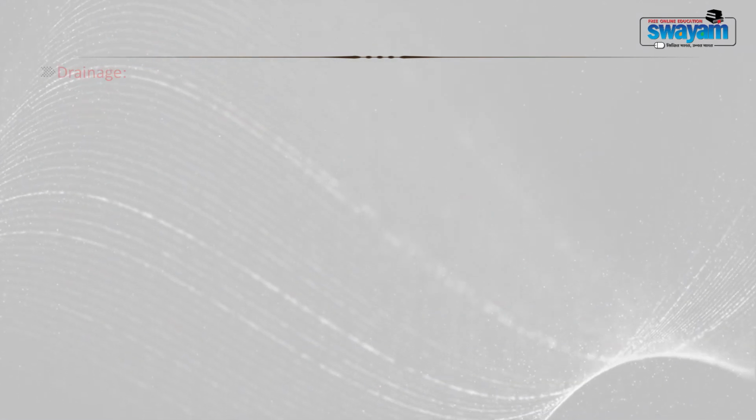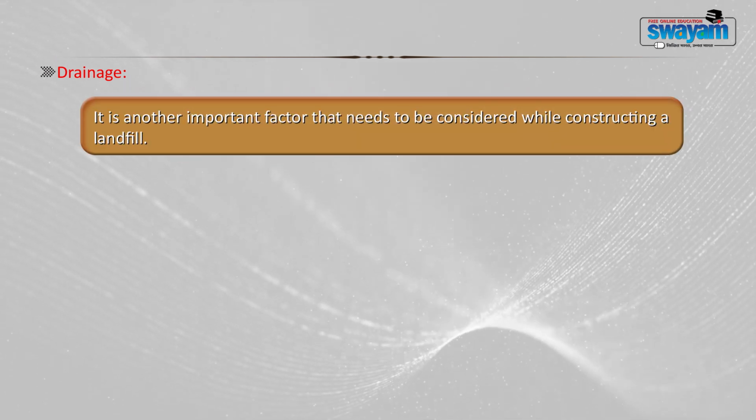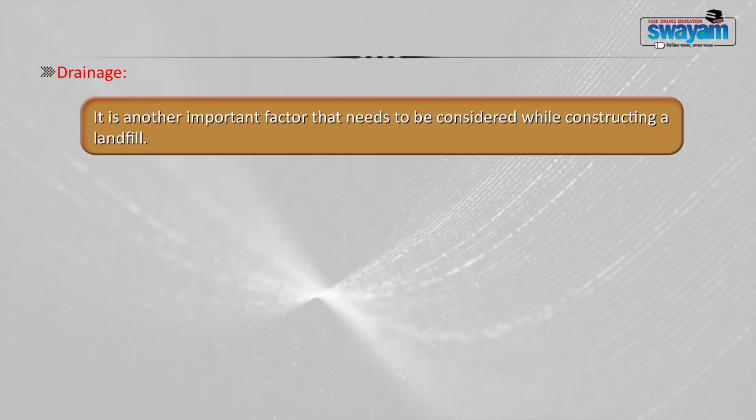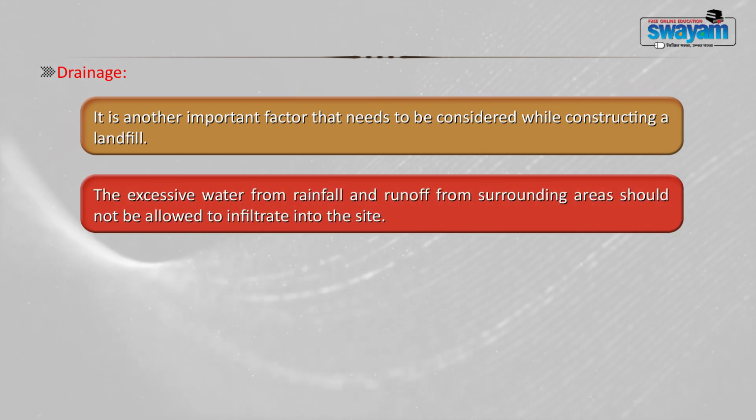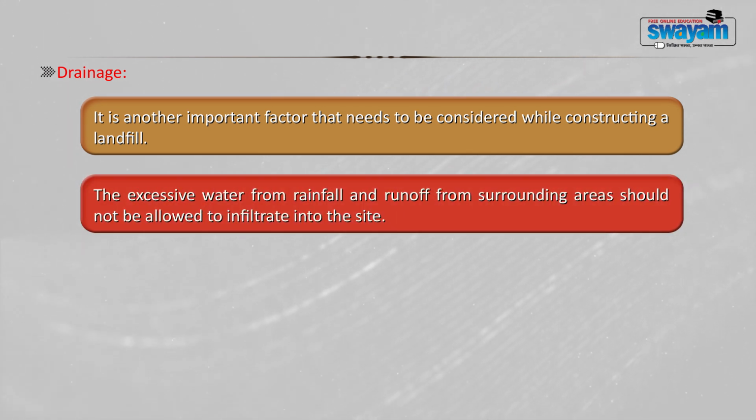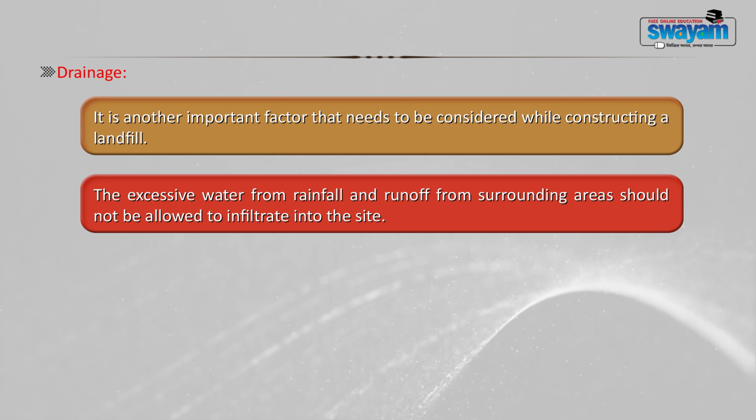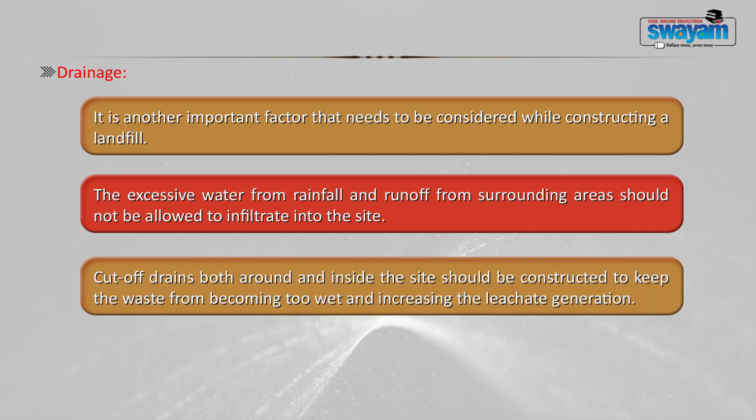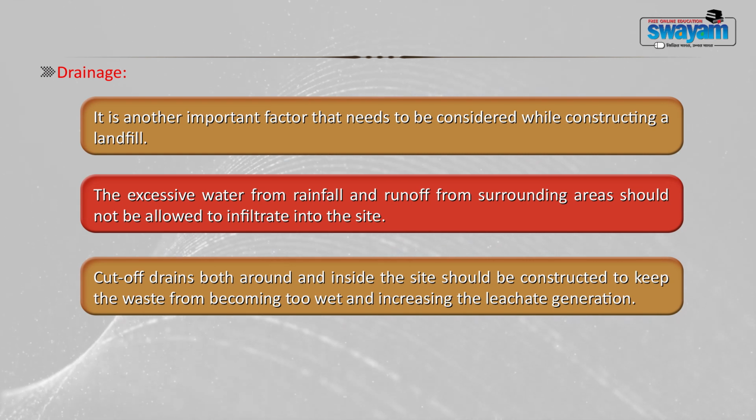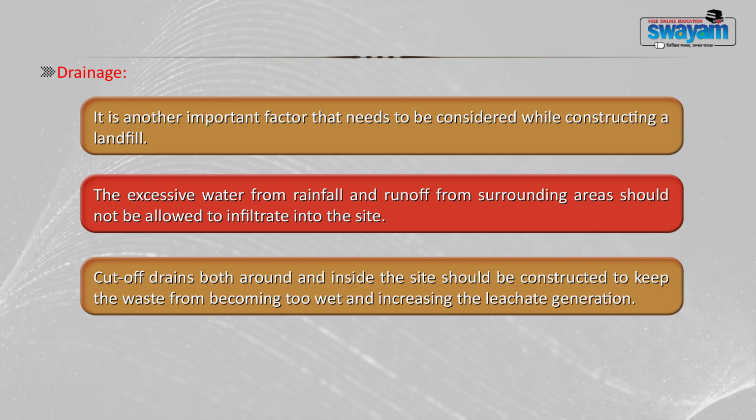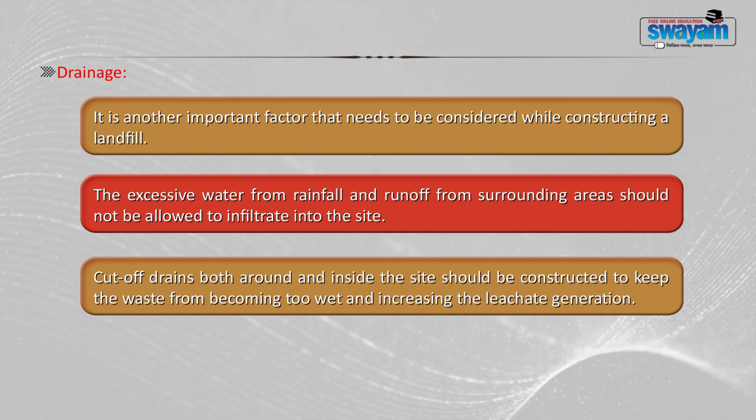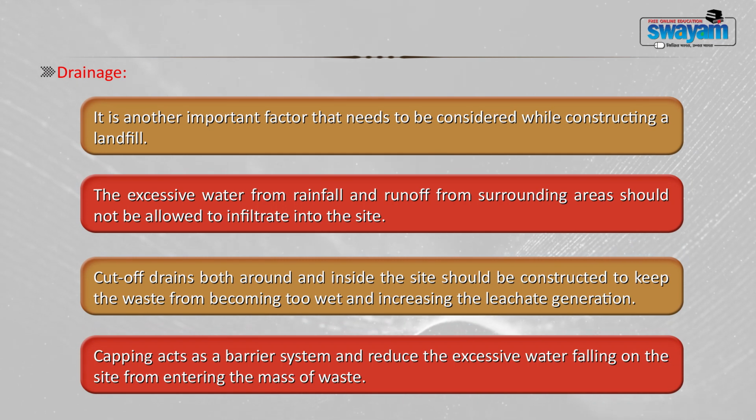The next factor is drainage. Now, this is again another important factor that needs to be considered while constructing a landfill. The excess water that is received either during rainfall or runoff from the surrounding areas should not be allowed to infiltrate into the site. So, you should have cut-off drains both around and inside the site, so that the water can be collected and you can prevent the waste from getting too wet and also avoid leachate generation. Now, capping acts as a barrier system and it will also reduce the excess water which enters into the site and through the waste.